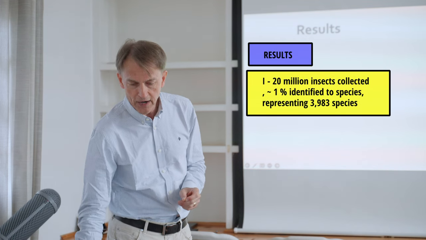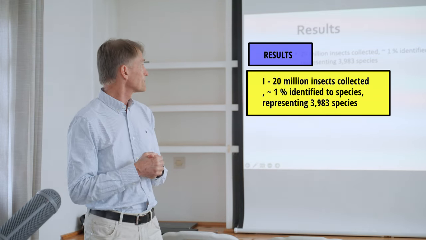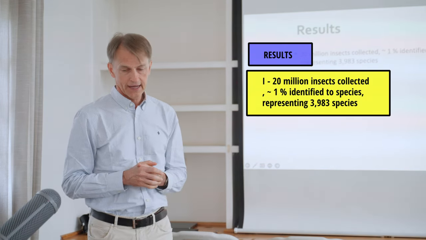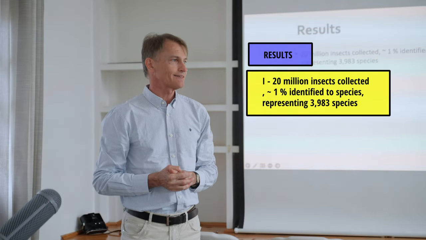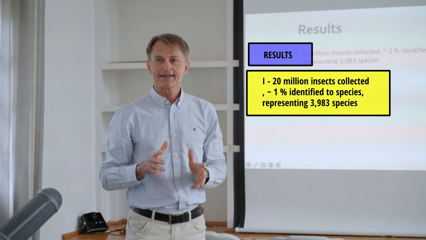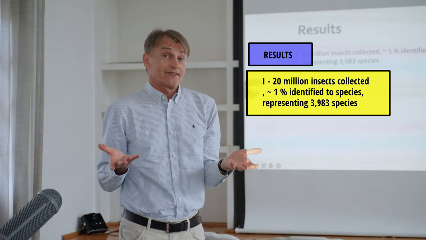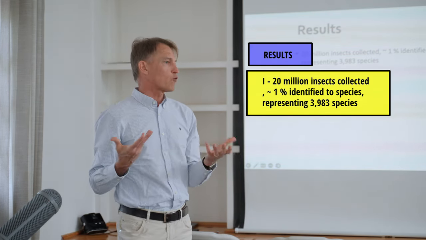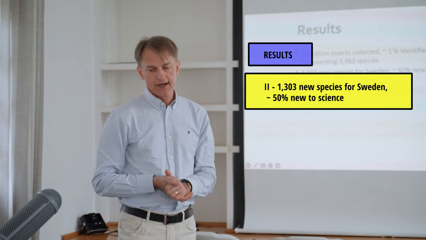And the results have been spectacular, even for Sweden, where we thought we knew the insect fauna to a fairly large extent. We estimate we collected around 20 million insects over this time period. In the 15 years or so that has passed since we ended the field campaign, we've identified 1% of the material. It's still 200,000 specimens, so it's a lot of specimens, but still only 1% of the entire material. That represents in total almost 4,000 species. And it's focused, of course, on the poorly known groups.